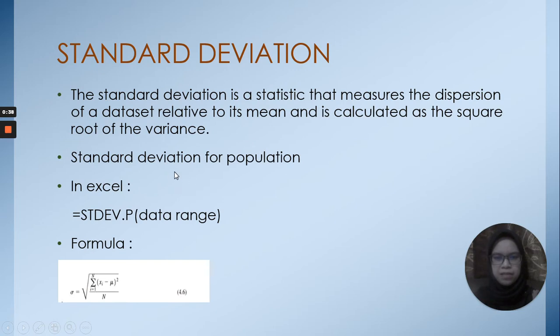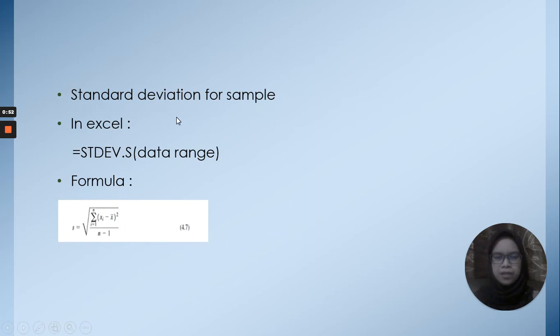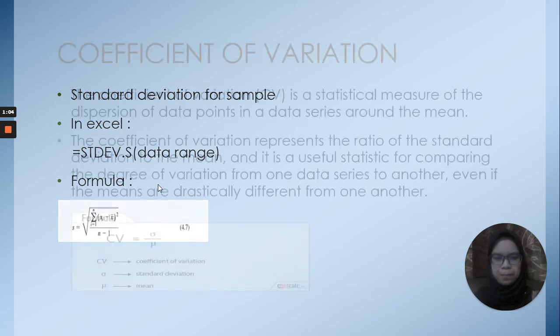For the standard deviation of population, in Excel, we use the formula of equal STDEV.P data range, and this is the formula for standard deviation of population. For standard deviation of sample, in Excel, we use the formula of equal STDEV.S data range, and this is the formula for standard deviation of sample.